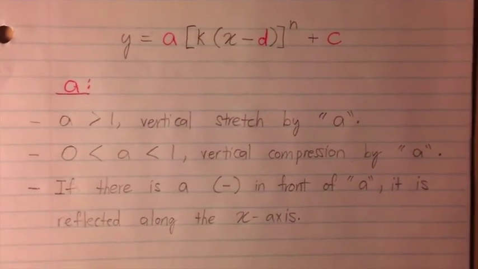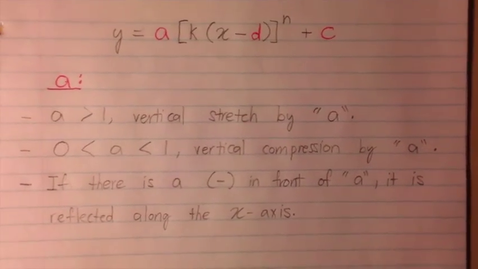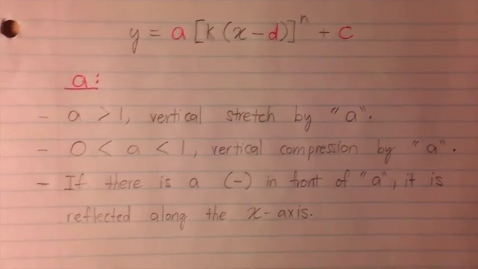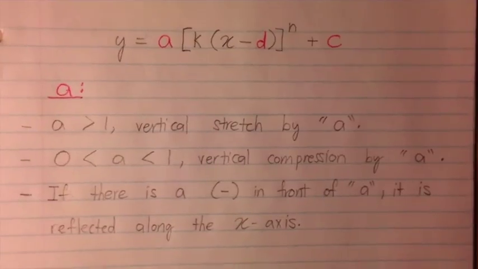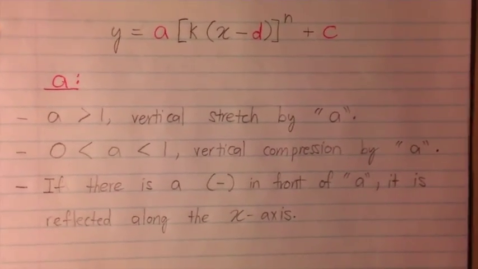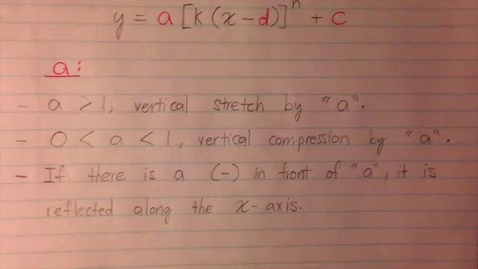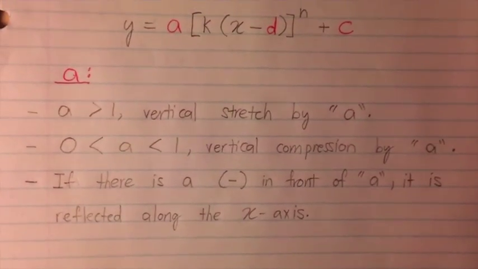Now, if there is a minus sign in front of the A, it will still be stretched or compressed vertically, but it will be reflected along the x-axis.